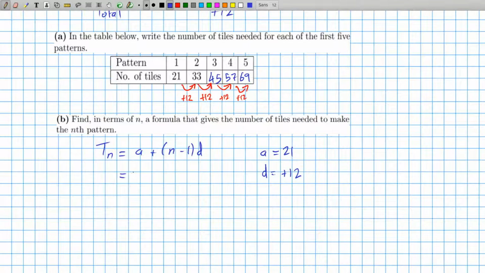So I'm going to put the things that I know into this formula. So A is 21, N minus 1 I don't know yet, and D is 12. So we get 21 plus 12N minus 12, and that is 9 plus 12N. And again, if you have a bit of time, it's no harm to just say what happens when N is 1, what happens when N is 2, what happens when N is 5. We already know from the previous question how many tiles are needed to make the first 5 patterns, so if your formula works for those 5, it's a pretty good indication that it's going to work for all of them.